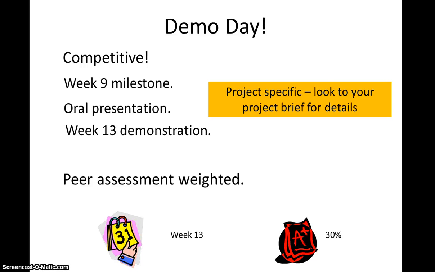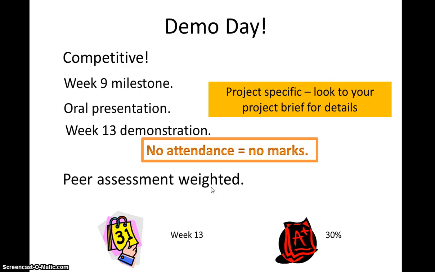We will have a milestone in week 9 where you might have to put together a video, you might have to have an oral presentation. This is really showing that you've found your materials, you've started to build, and in week 13 we will have a demonstration of your prototype. Now this is a team mark out of 30%. It will be peer assessment weighted. A little bit more on that later on. If you don't attend this, you don't get any marks. So make sure when you come along to the milestone in week 9 and the week 13 demonstration that you do actually get your name marked off the roll.